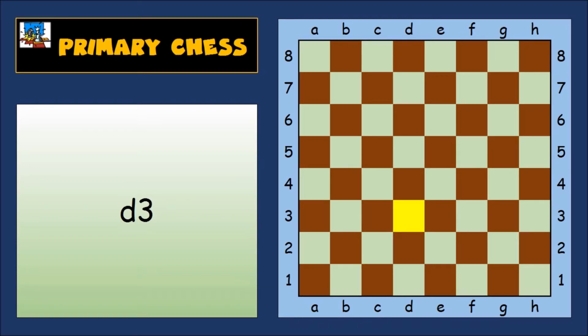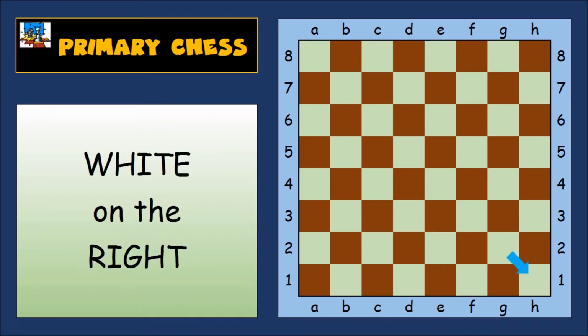The highlighted square is on the D file, but it is also on the third rank, so we call this square D3. This highlighted square is on the G file, but it is also on the 8th rank, so we call this square G8.